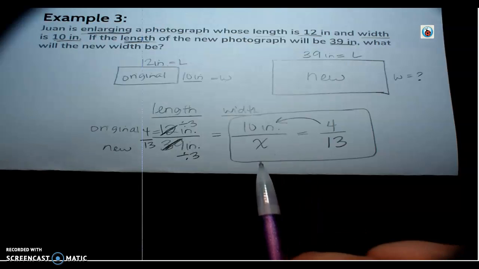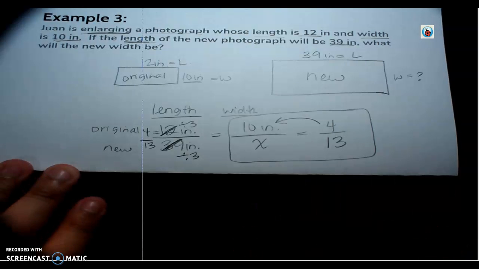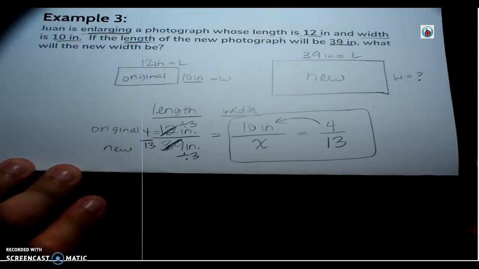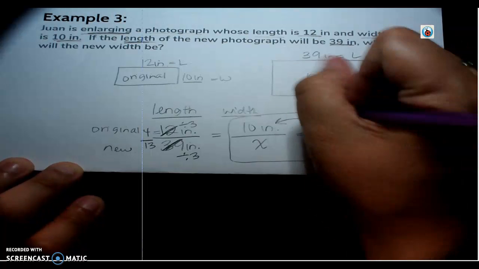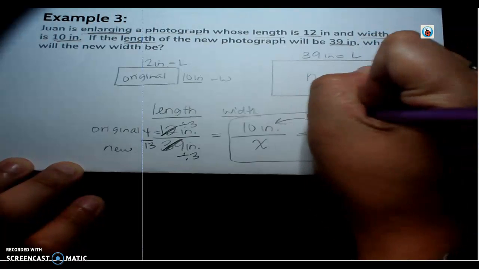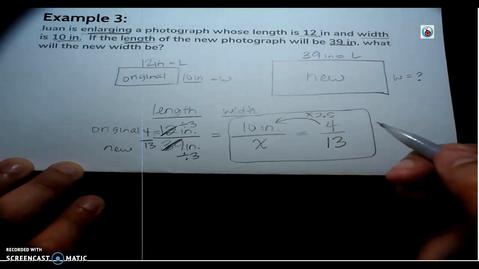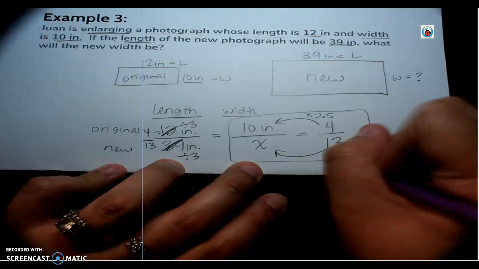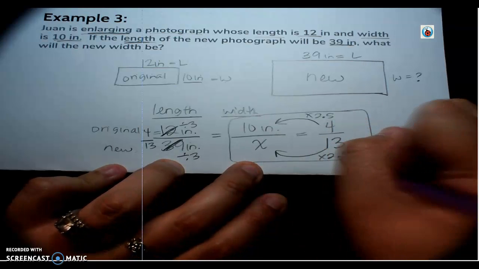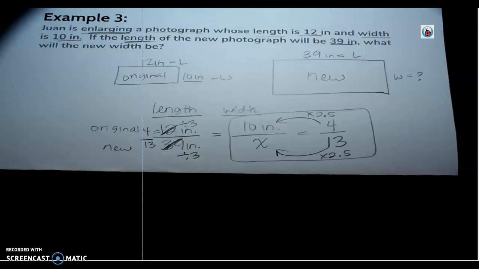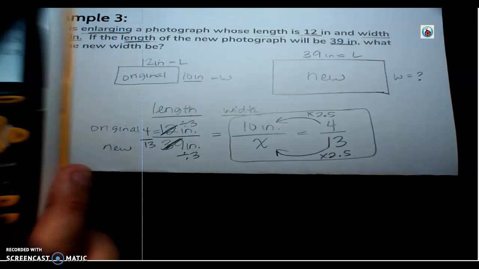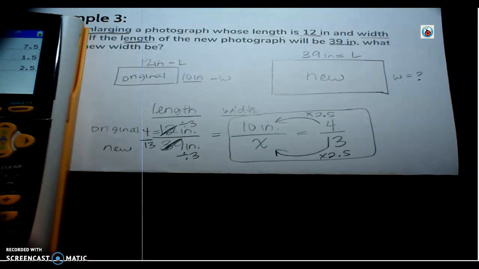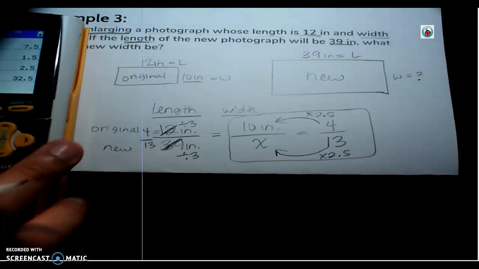So if you take your calculator, you divide 10 divided by 4, it should give you 2.5. So what that means is that I took 4 and I multiplied it by 2.5 to give me 10. So remember, with the proportions, whatever you do to the top, you must also do it to the bottom. So to get our solution, we just need to multiply 13 times 2.5. So I'm going to go ahead and put that into my calculator, 13 times 2.5, and that gave me 32.5.